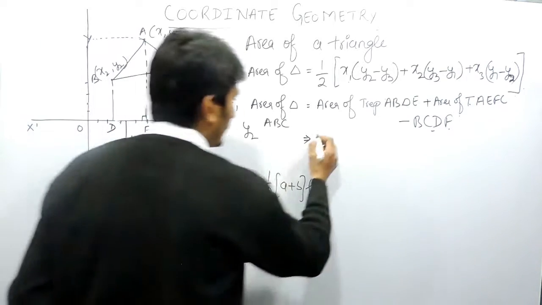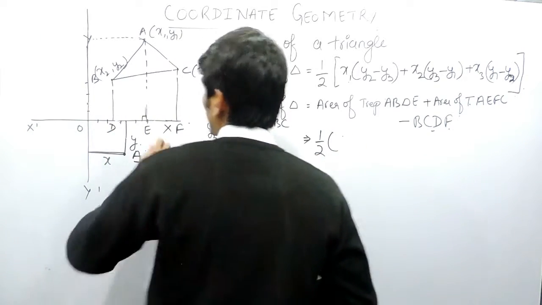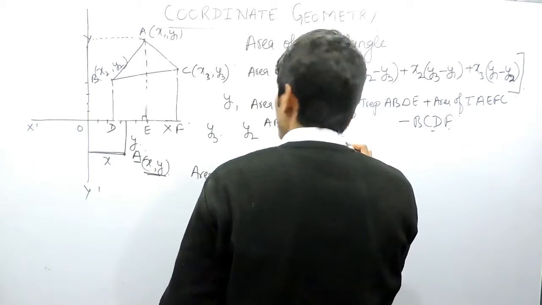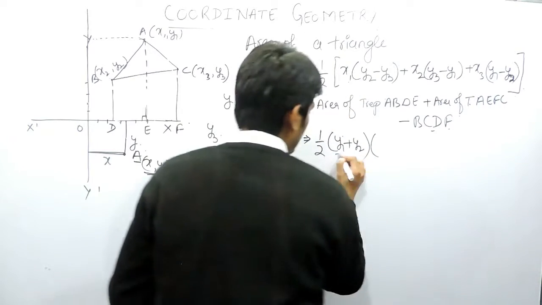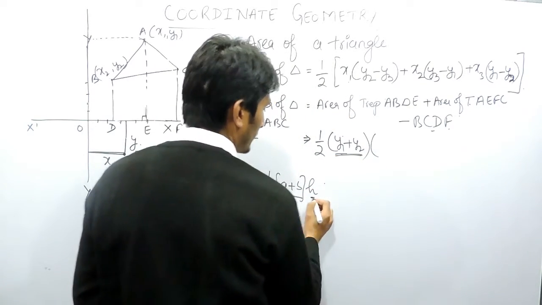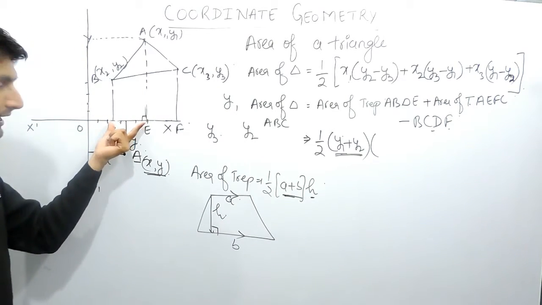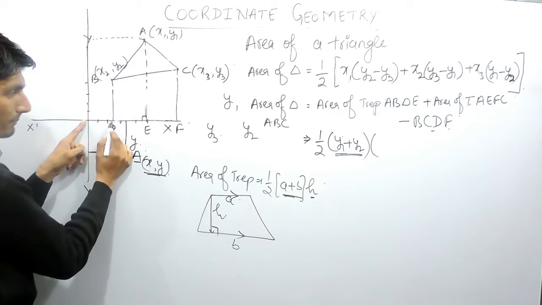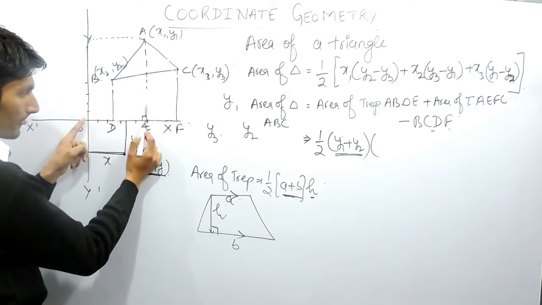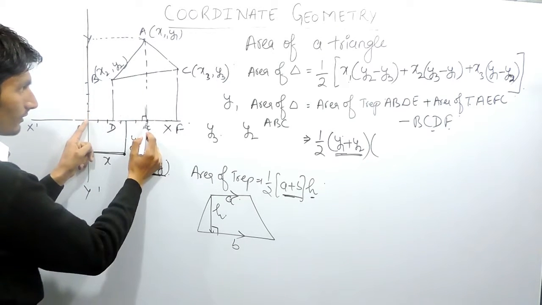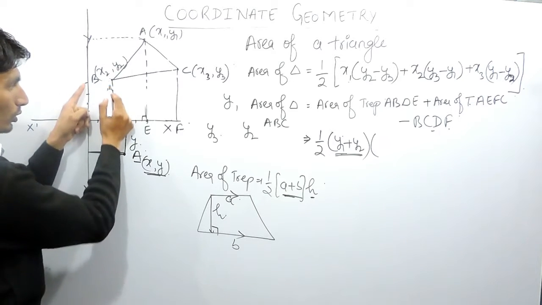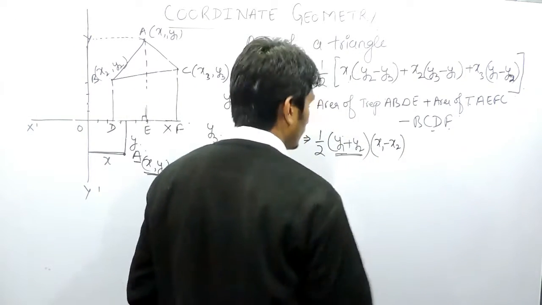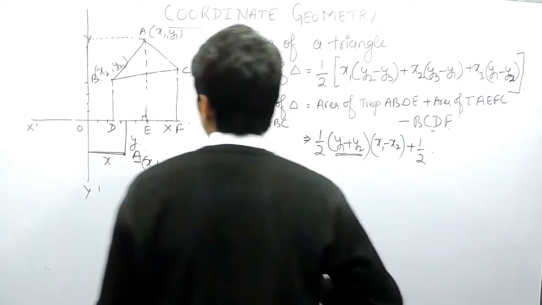So I have to calculate half sum of parallel sides. This and these are the parallel sides. So this is y1, this is y2, these are the parallel sides, and it is multiplied by its height, and this is the height in this trapezium. And how to find this height? If from this distance I subtract this, this will remain the height. So this is basically x1 and this is basically x2. So from x1, if I subtract x2, I'll get my height.